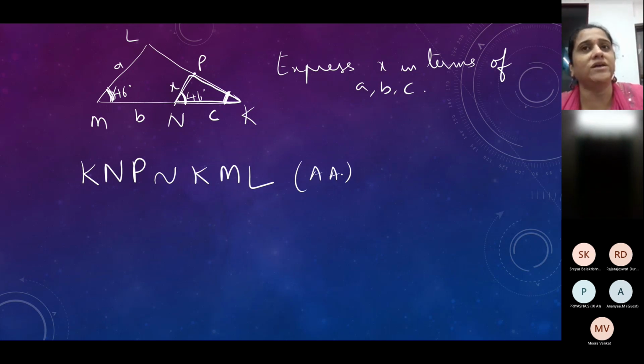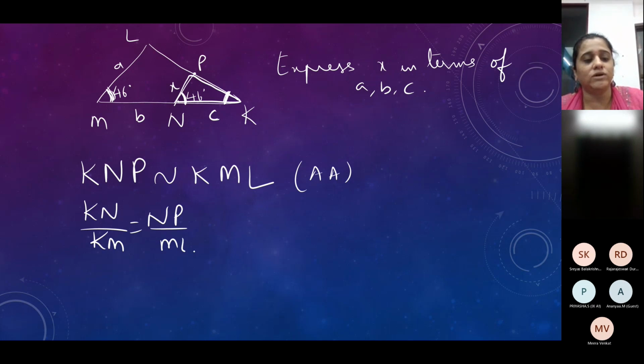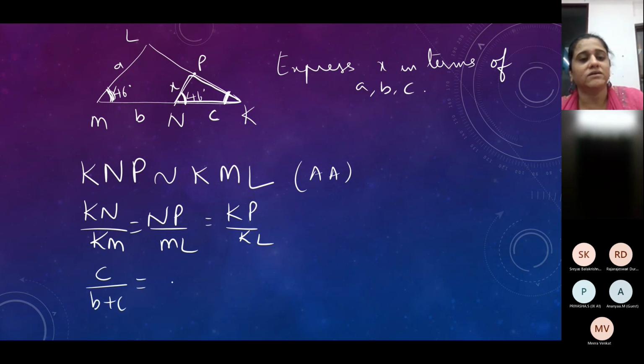In similar triangles, corresponding sides are proportional. So we have KN by KM equal to NP by ML equal to KP by KL. How much is KN? C. KM, B plus C. NP is X, ML is A. You can ignore the KP by KL ratio, because KP and KL we do not know. Leave that ratio. Cross multiply this one.